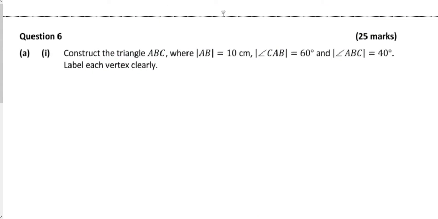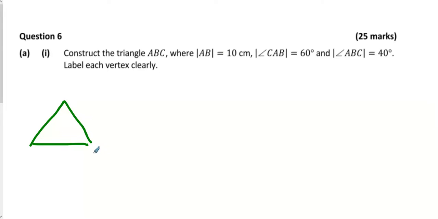Give me a look. At the very beginning, you draw yourself a rough triangle. Just a rough triangle, right? Doesn't have to be accurate at all. That's A, that's B, that's C. AB should be 10. Happy days. CAB, C to A to B, is 60. And anything else? ABC is 40.